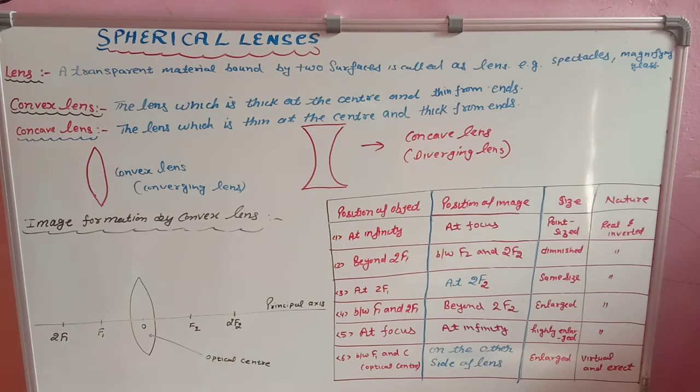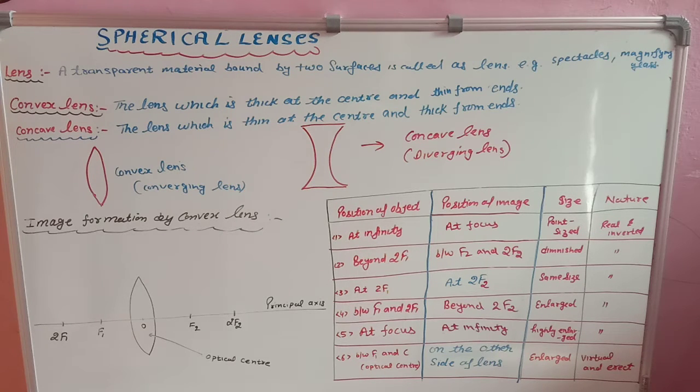So students, here we have taken two types of spherical lens. Just like concave mirror and convex mirror, here the lenses are convex lens and concave lens. So what is a convex lens? A convex lens is a lens which is thicker at the center and thin at the ends. Just like this, you can see this picture. From the center it is fatty, but from the ends it is thin. So this is called a convex lens, and a convex lens is a converging lens.